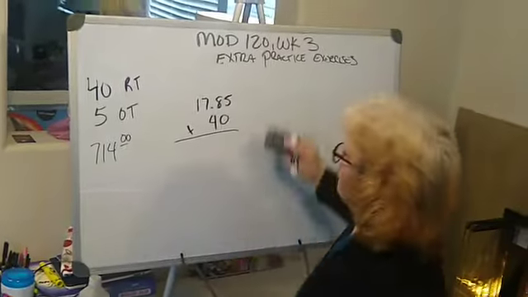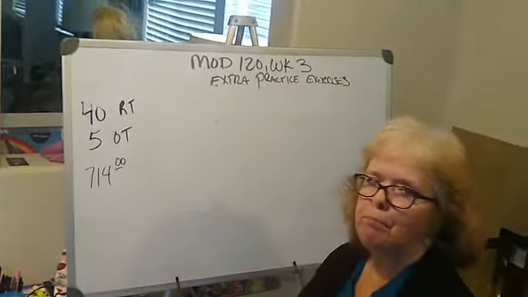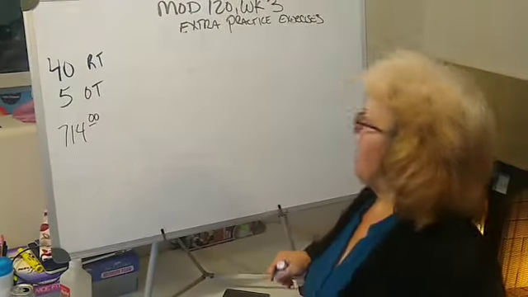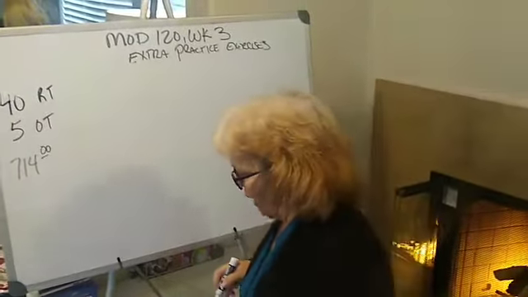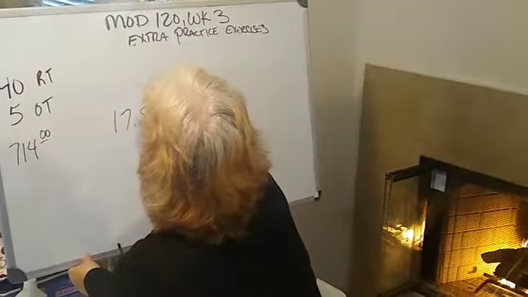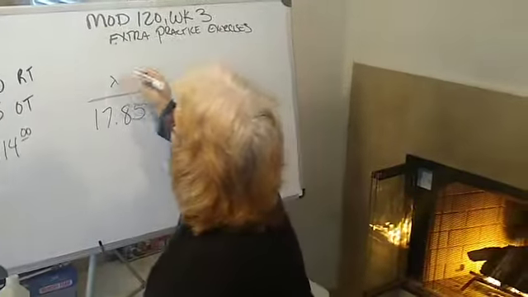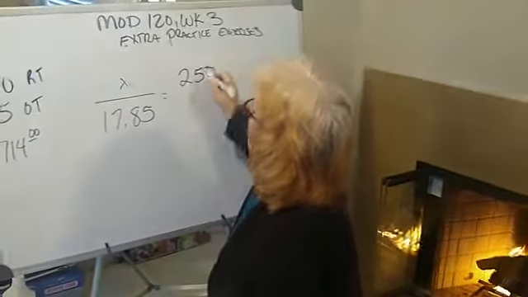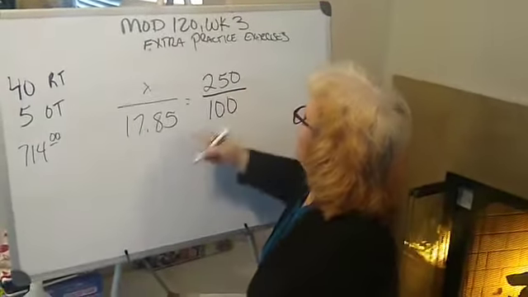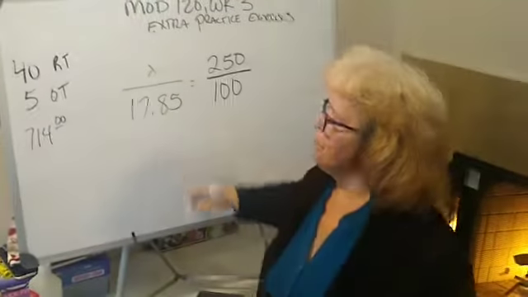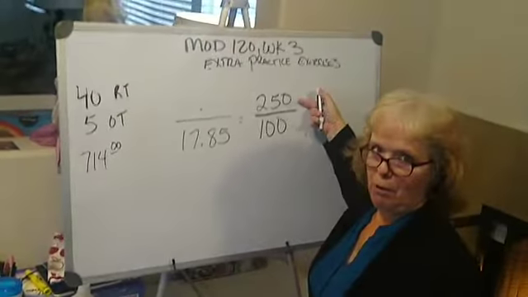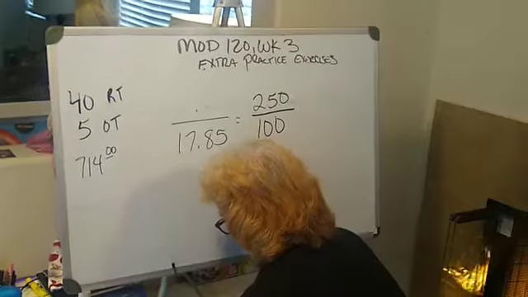Now we need to figure out how much he's going to get paid in overtime. So the employer's policy is to pay 250% of his regular hourly wage. He gets paid $17.85 per hour. What is 250% of 17.85? Remember, this is going to be one of those where this number is going to be larger than this because our number up here is larger than this. So don't be intimidated by that.